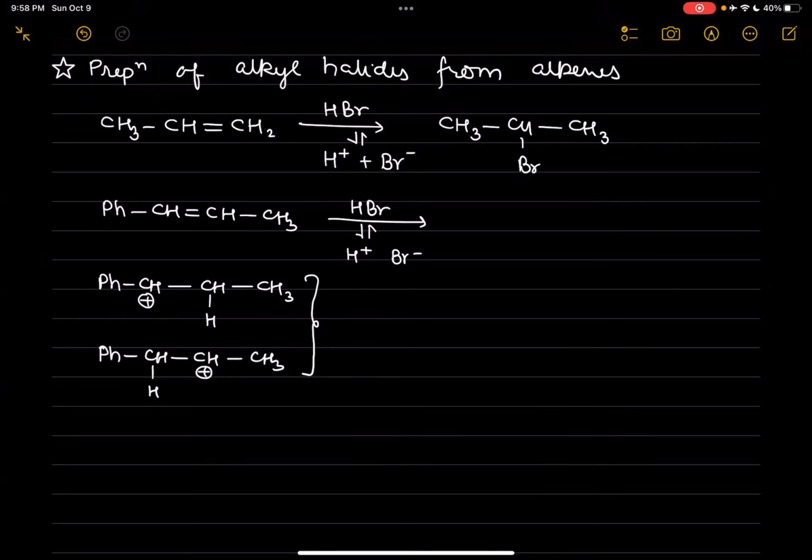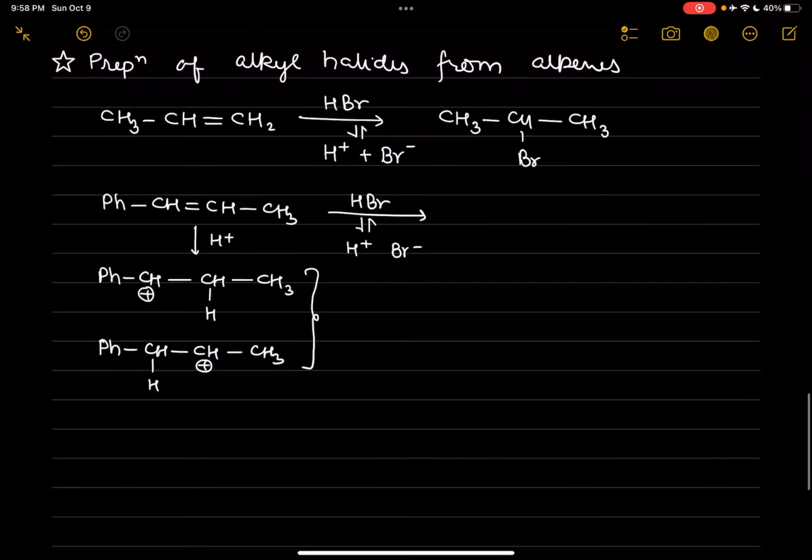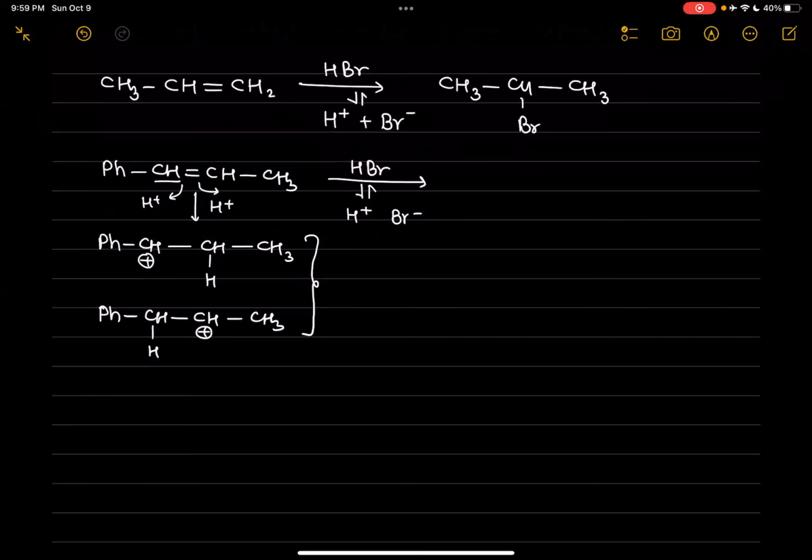So which one is more appropriate? Actually, suppose H plus comes from this side, the cation is going to appear at this position. If the H plus comes on this side, the cation is going to appear at the other position, the lower one. Which cation do you think is more stable?